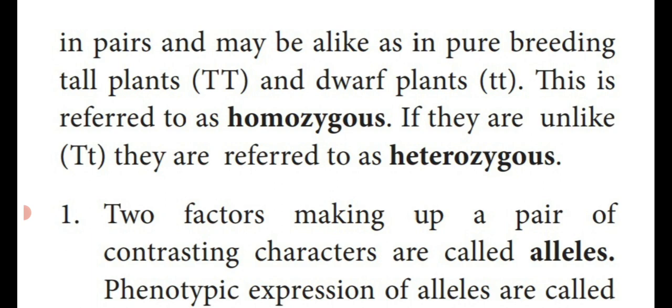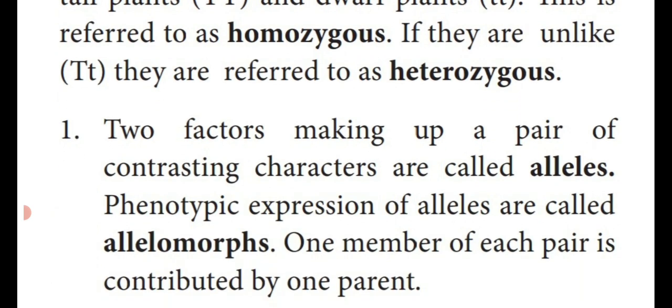So these factors are making a pair of characters, that is also contrasting characters, is known as allele. It's an important 2-mark question. What is allele? Two factors making up into pair of contrasting character. They occur in pairs, but they are exhibiting what character? Contrasting character. That is known as allele.